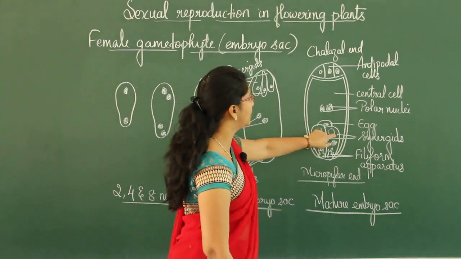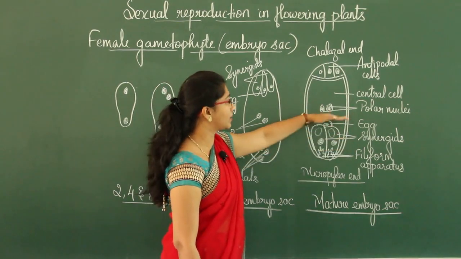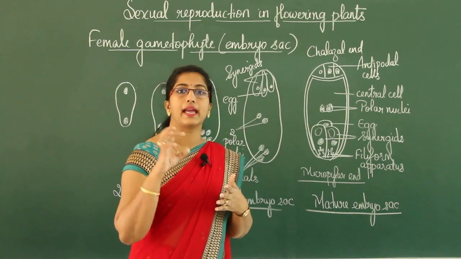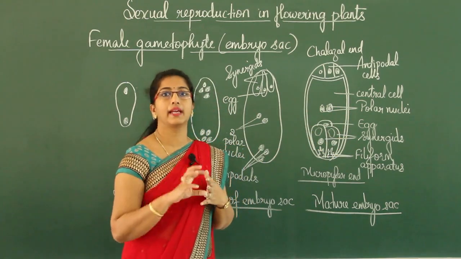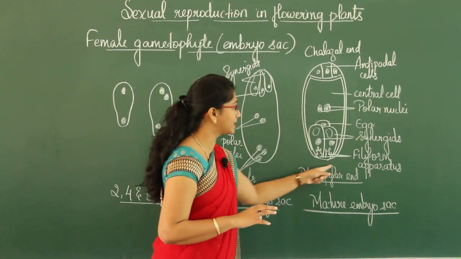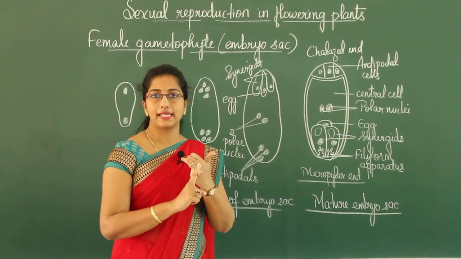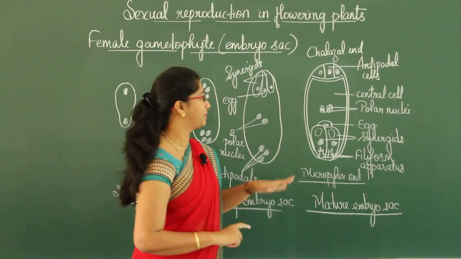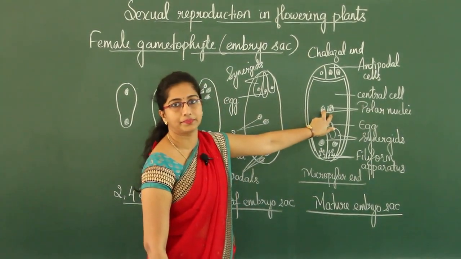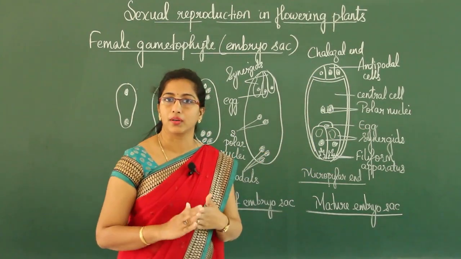So that is 2 synergids and 1 egg cell. Now these 3 cells together, that is 1 egg cell and 2 synergids, we call the egg apparatus. So the egg apparatus is a set of 3 cells, consisting of 1 egg cell and 2 synergids. The central cell will have 2 nuclei. Now this is the structure of a mature embryo sac.